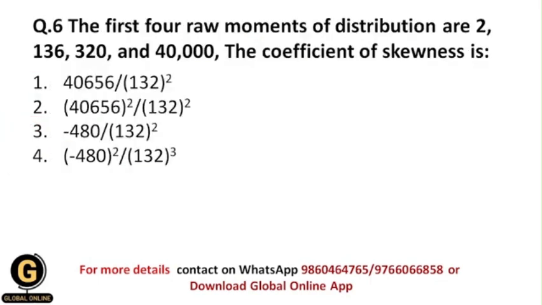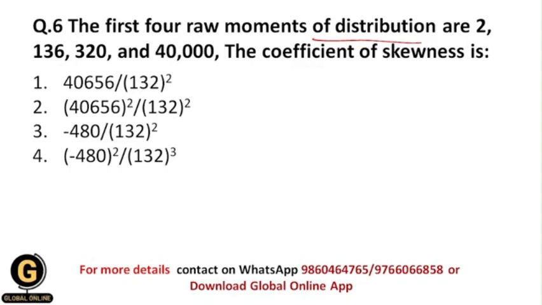Okay, the first 4 raw moments of a distribution are 2, 136, 320 and 40,000. The coefficient of skewness is? Now again here in this question they have asked you to calculate the coefficient of skewness, but they have given you 4 raw moments of the distribution. We have seen mu1, mu2, mu3, mu4 in the previous question.